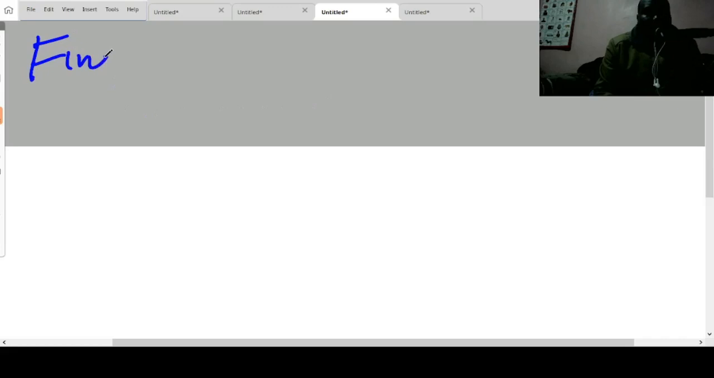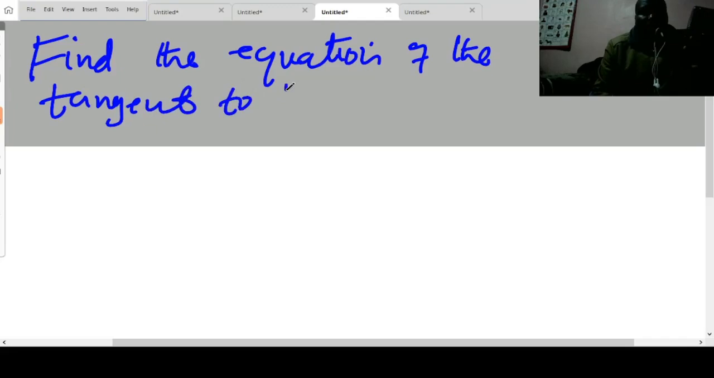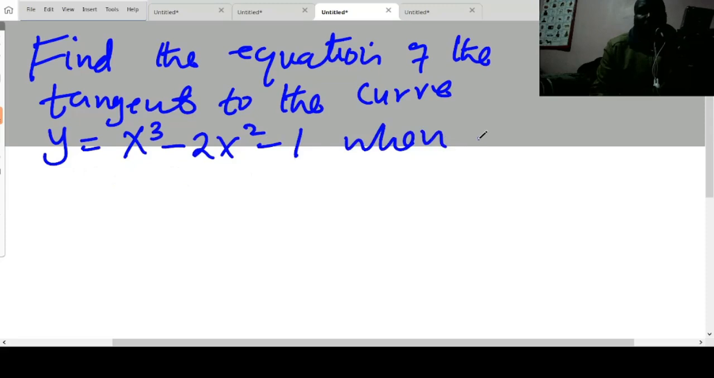Find the equation of the tangent to the curve y is equal to x cubed minus 2x squared minus 1 when y is equal to negative 1.